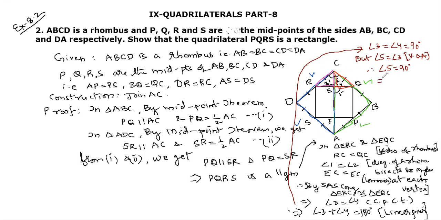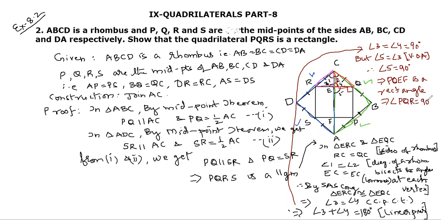So this shows that PQEF is a parallelogram having a 90 degree angle, so PQEF is a rectangle. But what we have to show is PQRS. So why are we showing this? Because when we have shown PQEF is a rectangle, that means this angle will also be 90 degrees, which shows that angle PQR is also 90 degrees.